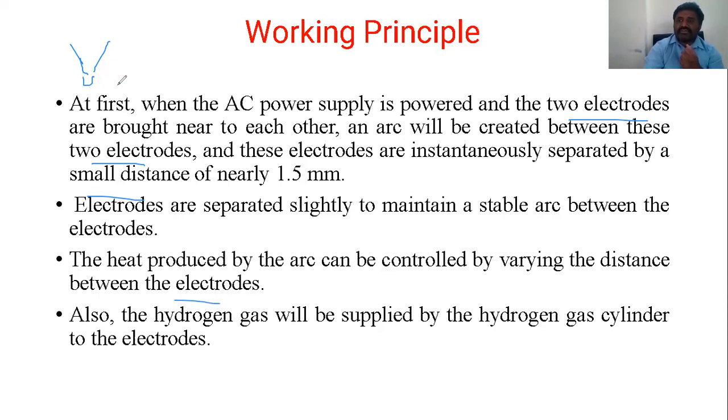Heat is also produced by the hydrogen molecules. Heat is generated here, and the hydrogen gas, what is the use of that one? Hydrogen gas will be supplied from hydrogen gas cylinders to the electrodes here. We can give a connection with the hydrogen here, so the hydrogen supply can take place here.